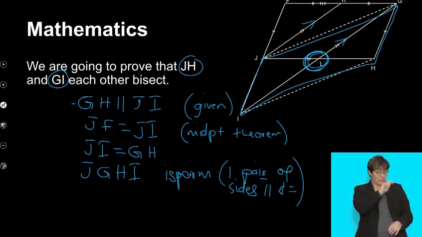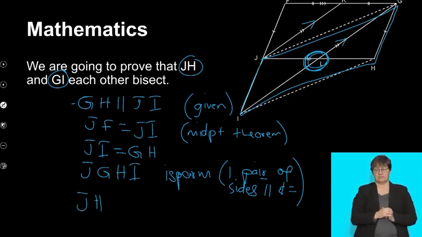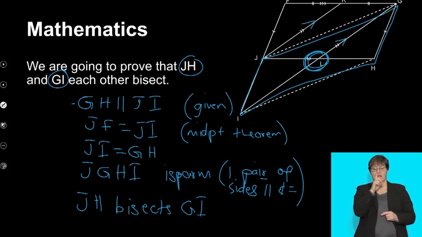And then if that is the case, JH is bisecting GI. JH bisects GI. And then that will be the diagonals of a parallelogram, right? Your reason will be diagonals of a parallelogram, or just properties of a parallelogram.